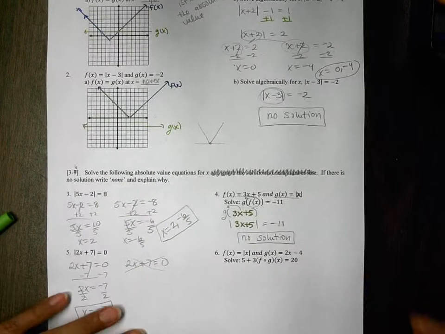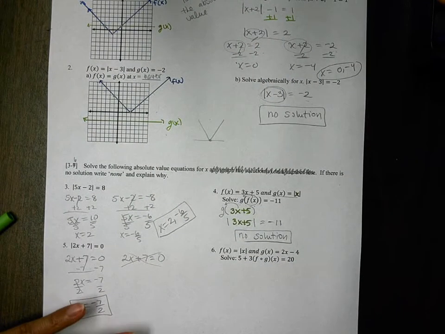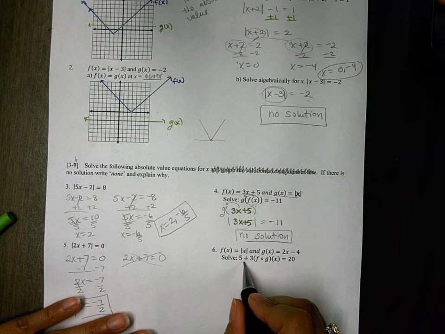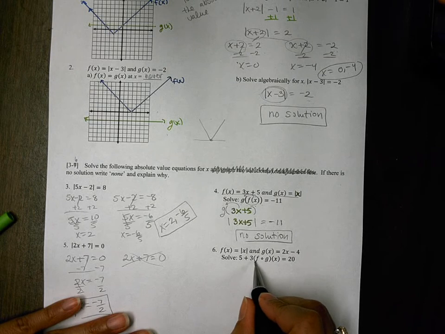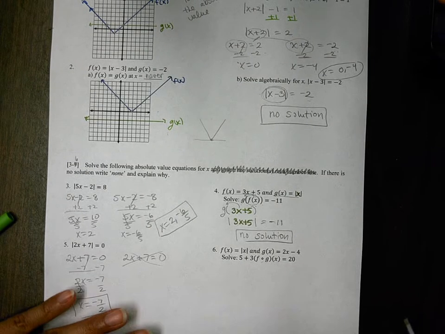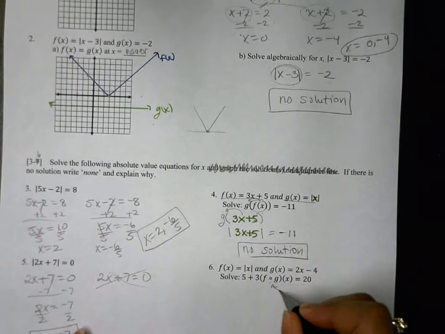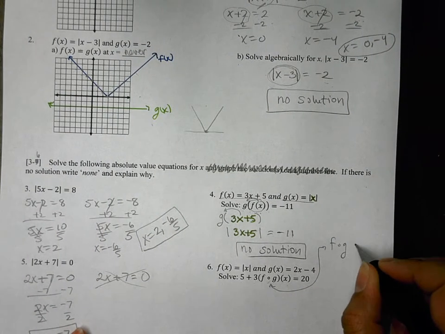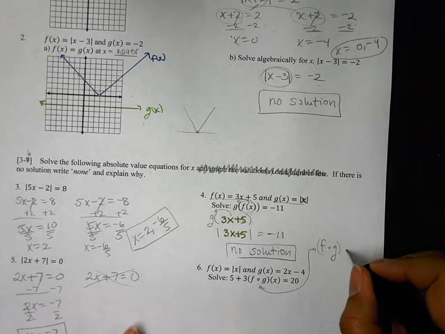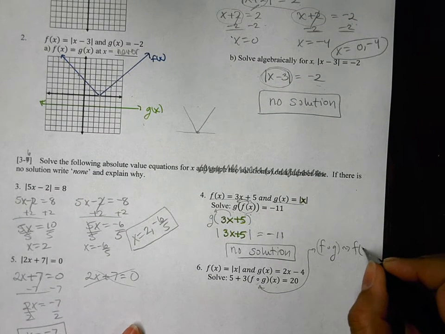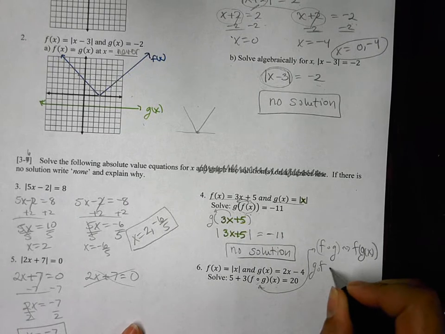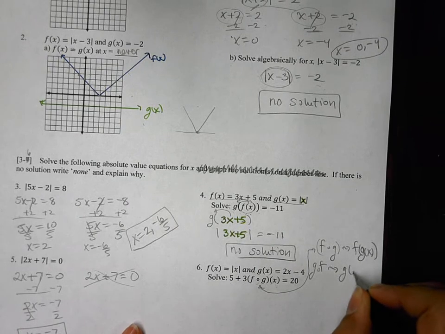All right, last one. f of x equals absolute value of x, and g of x equals 2x minus 4. Solve 5 plus 3, what the heck does that mean, of x equals 20. Okay, this is new notation that you will need to know. I'm going to put it up here. f circle g, when you see it like this, is equivalent to f of g of x. And you'll see g circle f as well, and that's equivalent to g of f of x.